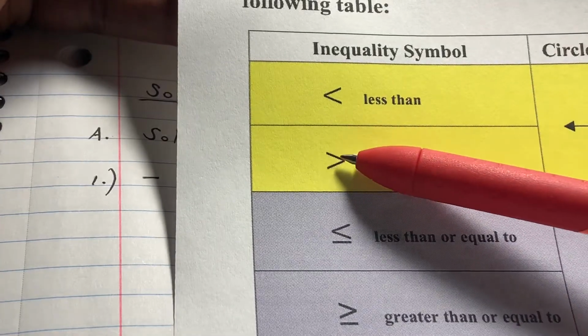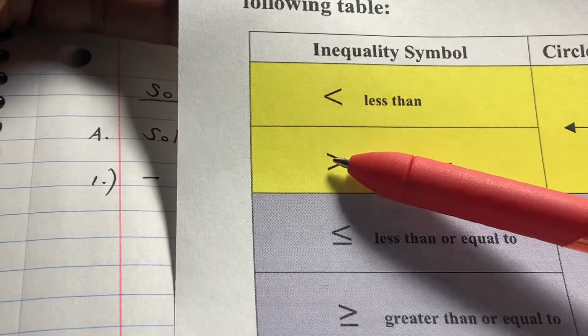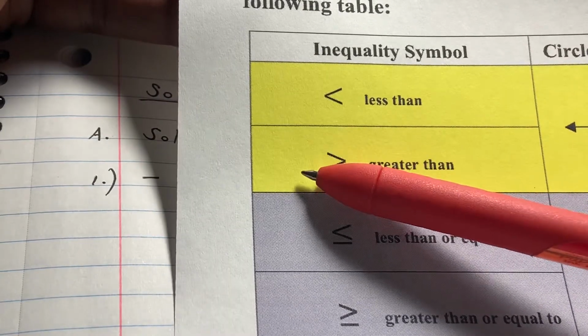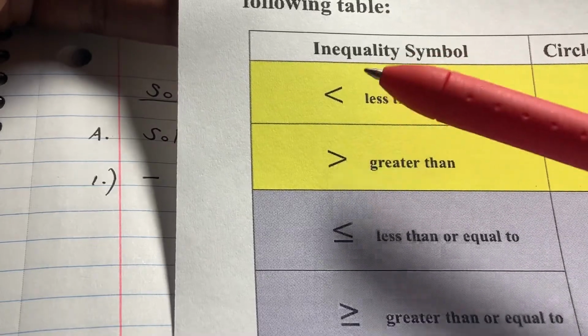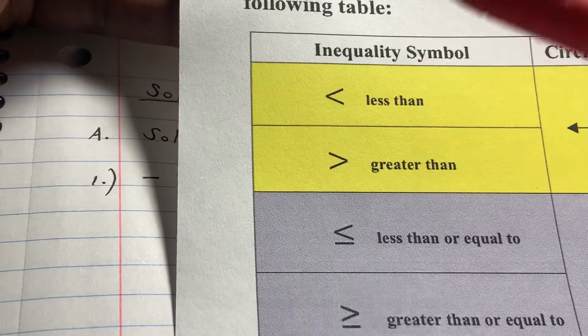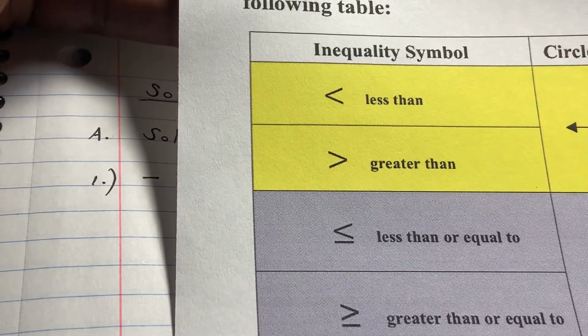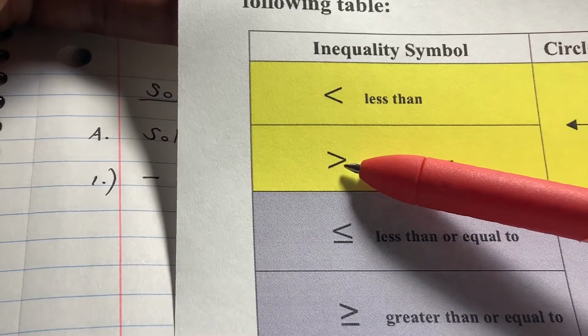The alligator's mouth is always open to the bigger number. Okay, so if the bigger number is on the left, the mouth is open to the left. If the bigger number is on the right, the mouth will be open to the right, because the alligator is always going to face the number that's bigger because he's hungry. And the bigger number represents more food. Okay, so less than is that symbol, greater than is this symbol.